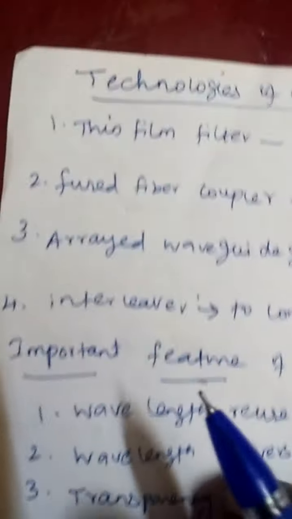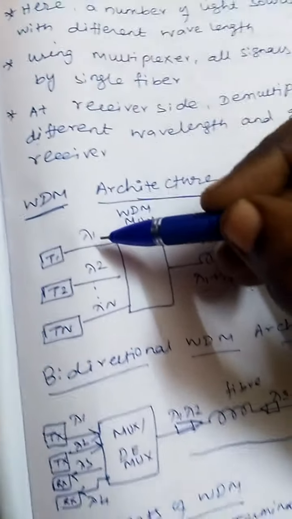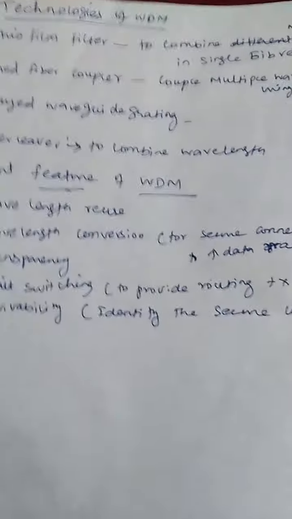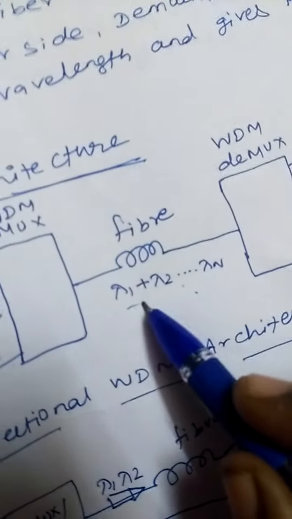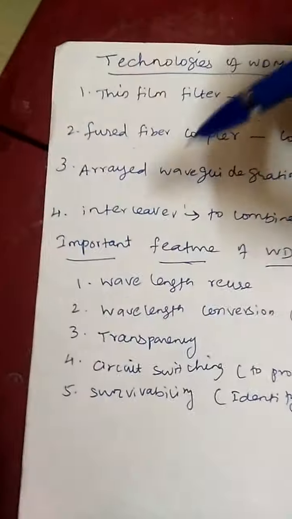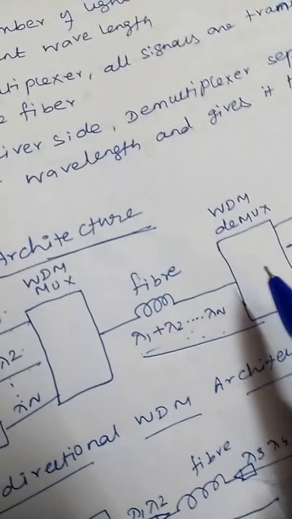Third one is the interleaver, used to combine the wavelengths. Here we have separate lambda 1, lambda 2, lambda n. Using this interleaver, we can combine all the wavelengths together. So this is lambda 1 plus lambda 2 plus lambda n, up to lambda n.